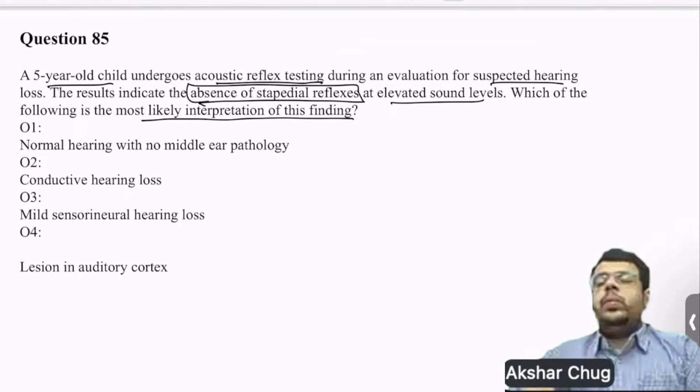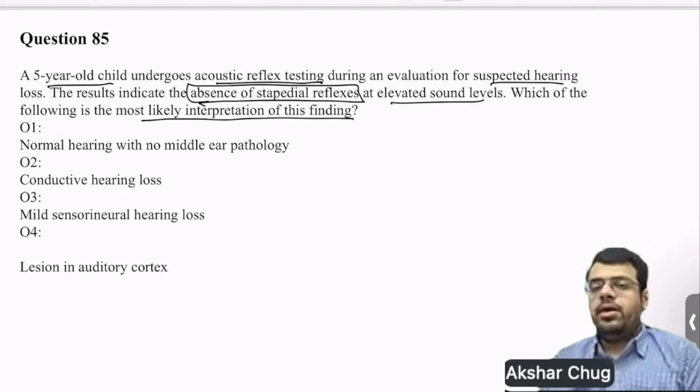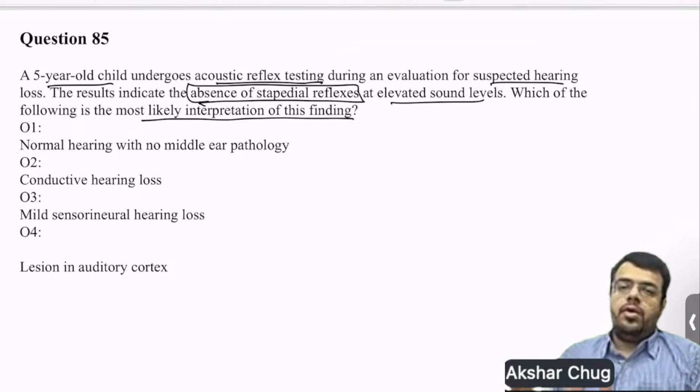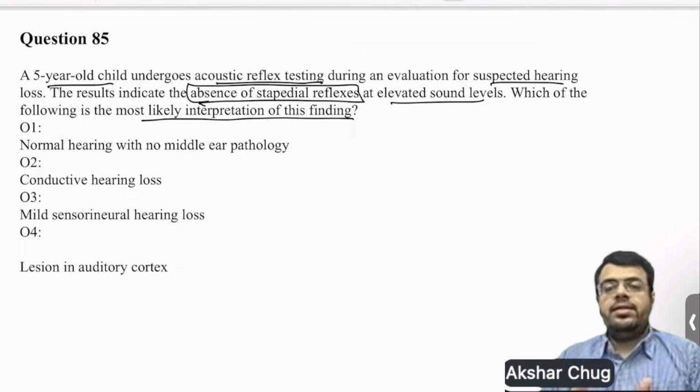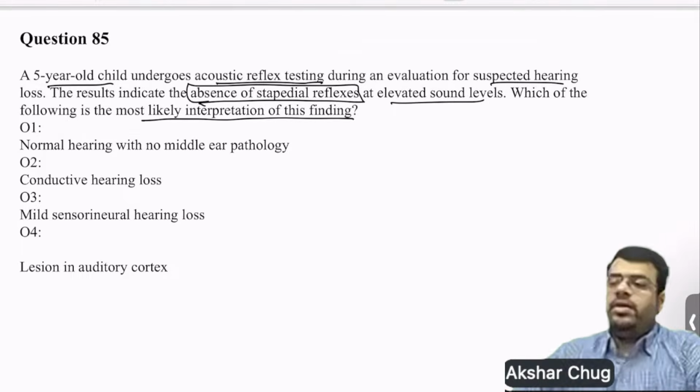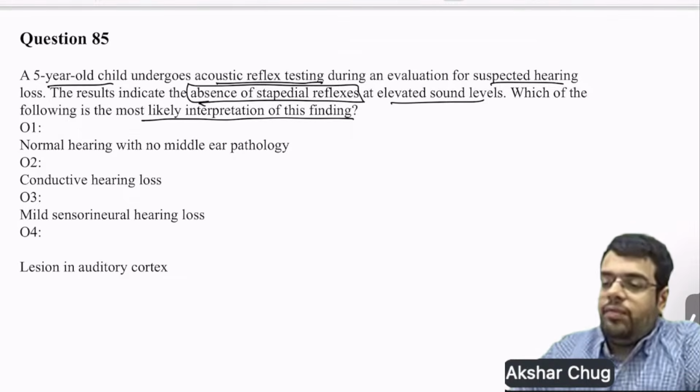Now, when will the acoustic reflex be absent? So either there is a problem with the stapedius muscle. The innervation of the stapedius muscle is provided by the seventh nerve. So either there is a problem in the seventh nerve or there is a problem in the input, that the sound is not reaching the brain. So that is the more likely cause here, the 5-year-old child. So we are more thinking in terms of conductive hearing loss.